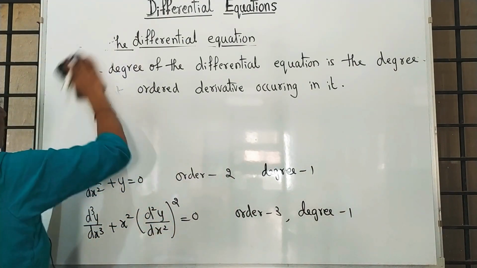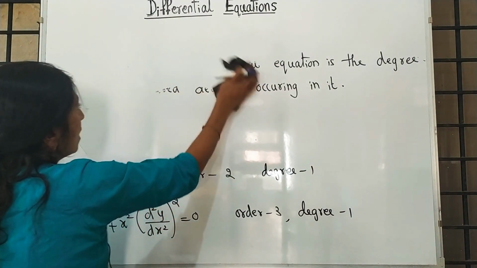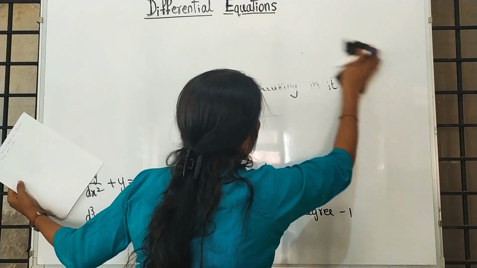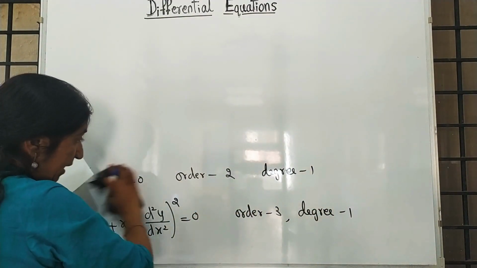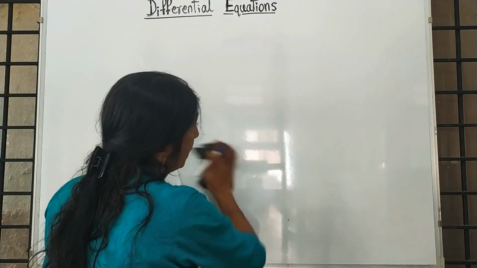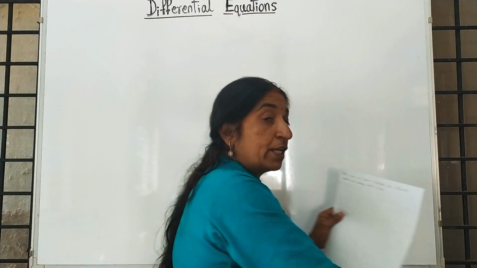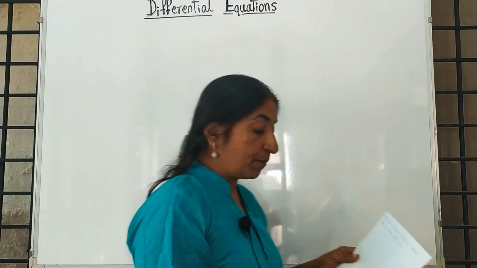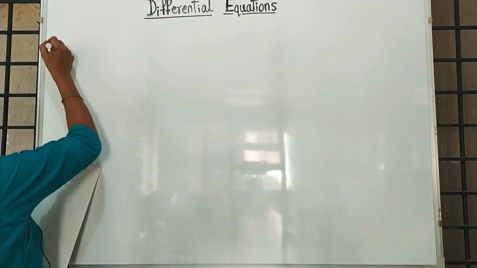Now, after this I am moving to the examples. And when you are writing the degree, remember, dy upon dx should be independent. No value is depending on dy upon dx. I will explain in the example.